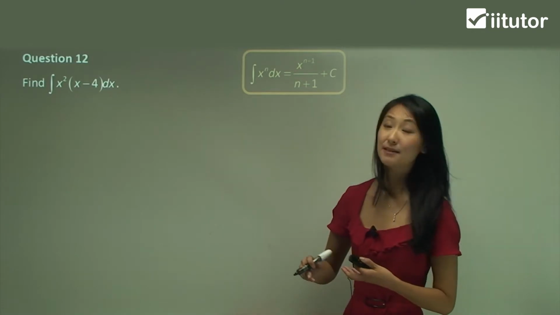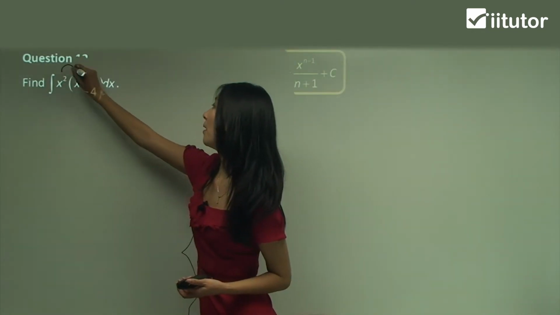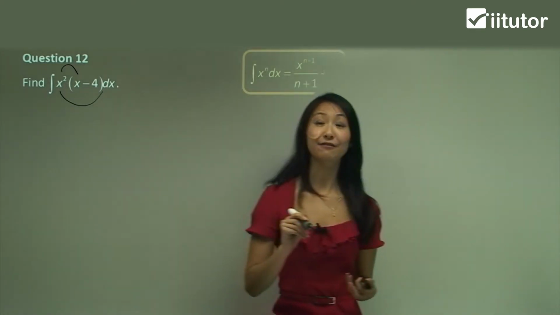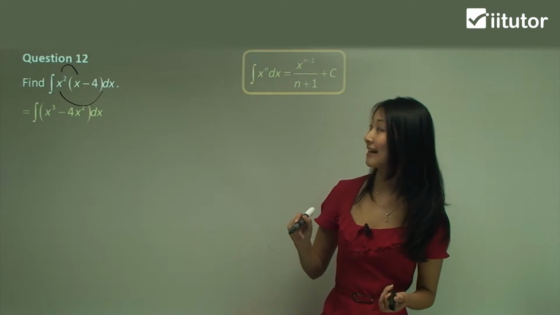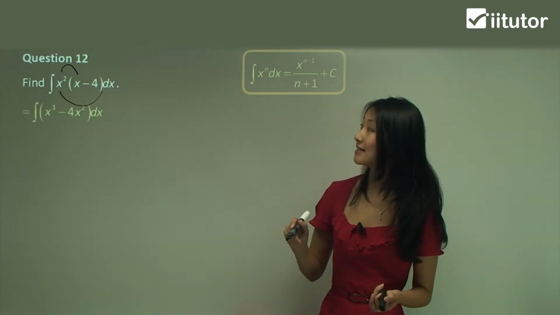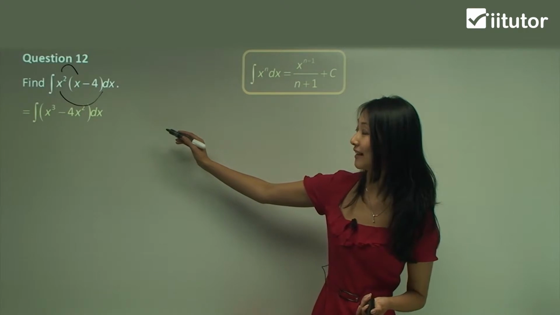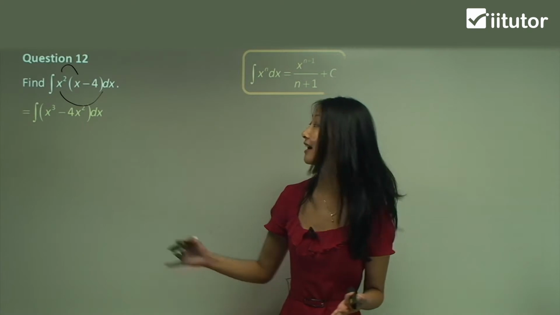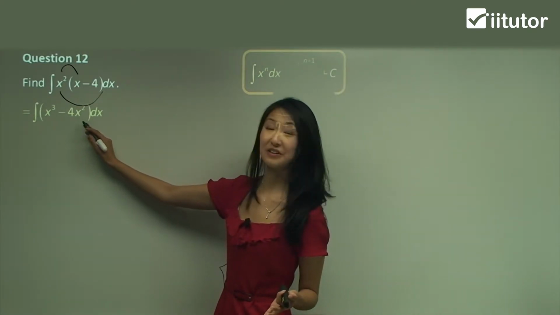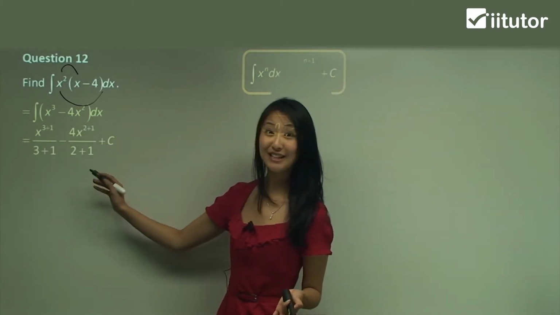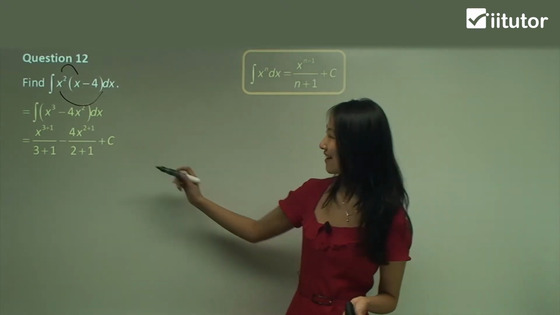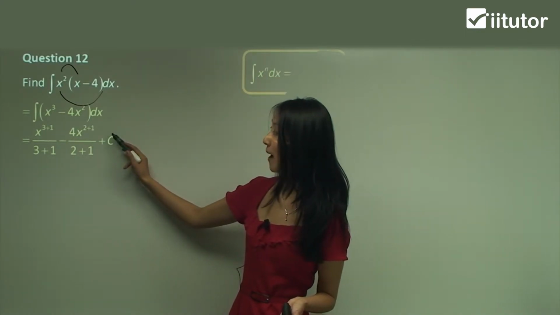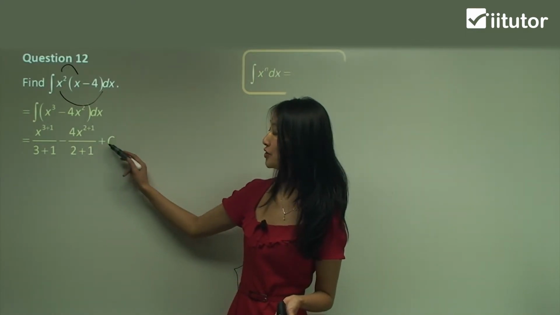Remember, with expanding, we go x squared multiplied by x, and then x squared multiplied by negative 4. That should give us x to the power of 3 minus 4x squared, like we have over here. And once again, when we integrate, just consider them separately: integration of x cubed minus integration of 4x squared. And like we always do in integration, we add 1. So here we have x to the power of 3 plus 1 divided by 3 plus 1, minus 4x to the power of 2 plus 1 on 2 plus 1.